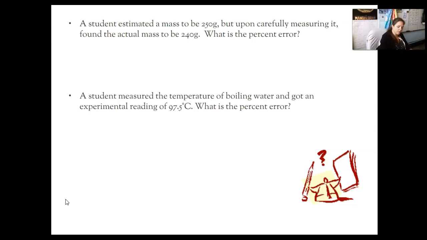Next one's a little bit tricky because it almost looks like it doesn't give you the second part, the actual, but you know the actual. A student measured the temperature of a boiling water and got an experimental reading of 97.5. Okay, what's the actual boiling point of water? It's 100 degrees Celsius. So I write my formula down. I plug in my numbers. 97.5 degrees C over 100 degrees C times by 100.